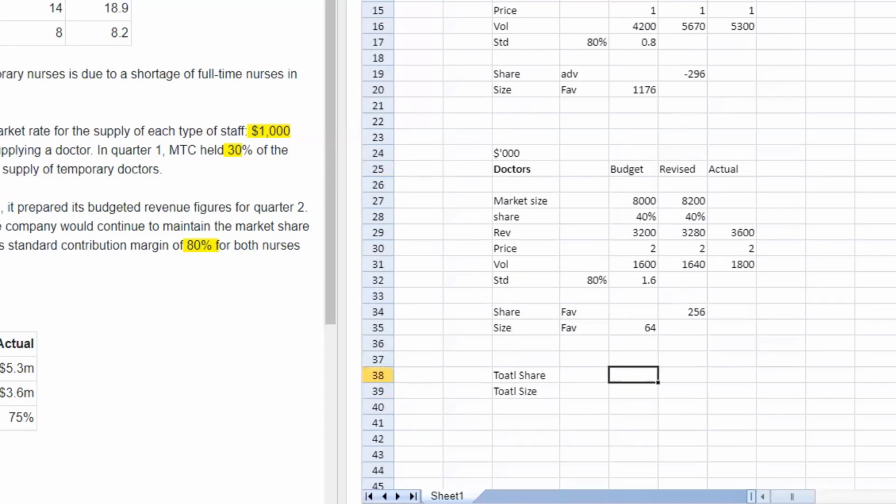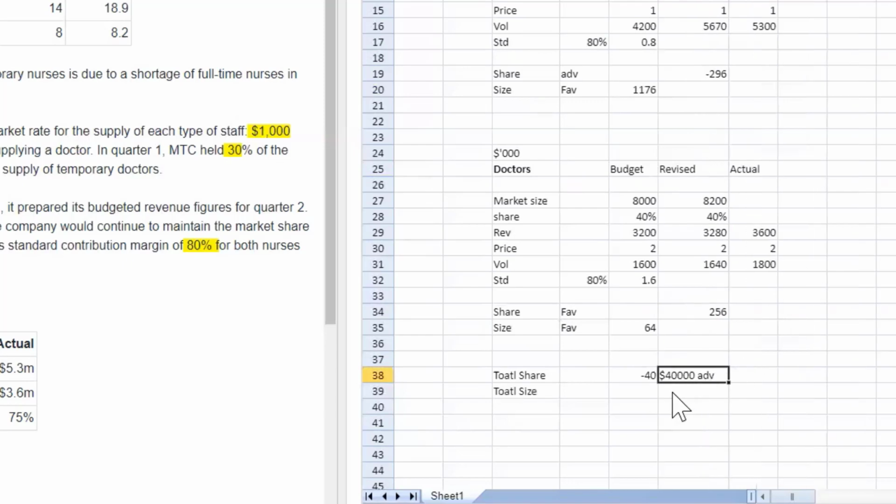So the total share variance is going to be adverse plus favourable. And it says minus 40,000. So make sure you write that because that's in round thousands. So now the examiner wants to know that you know that. So it's going to be 40,000 adverse. So make sure you write that out so they know that you know that. And then I would highlight that as your answer. And then total size, again, I'm going to highlight as my answer and do the same thing.